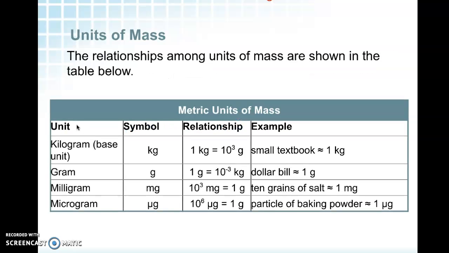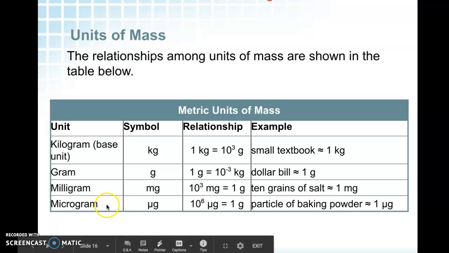And these are some units of mass and what you can relate them to. A kilogram would be about the mass of a small textbook. A gram would be a dollar bill. A milligram would be 10 grains of salt. And a microgram would be a particle of baking powder.